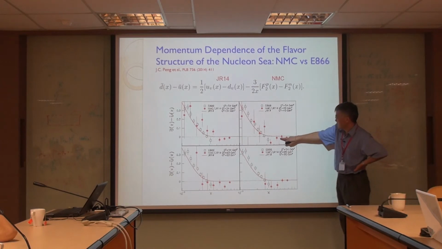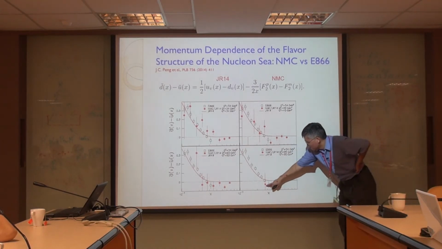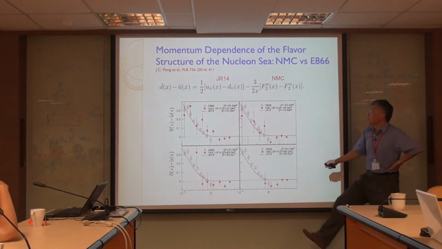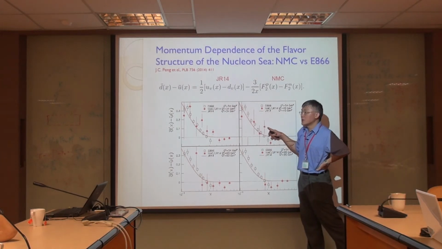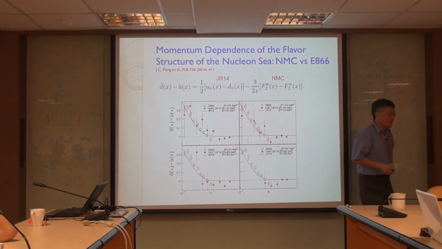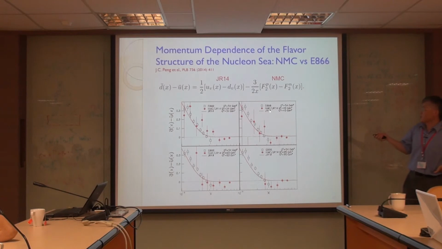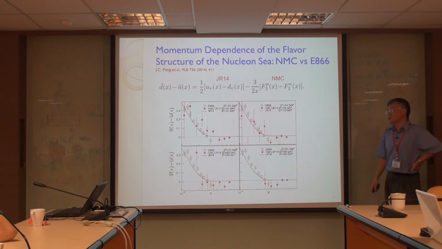No. But the curve never goes negative. Oh, you mean curve or point? Curve. Oh, sorry, solid curve. The curve is the JR14 parameterization of D bar minus U bar. So I just ignore it. Yeah, in some sense. I see. Sorry, I misunderstood what you were saying.